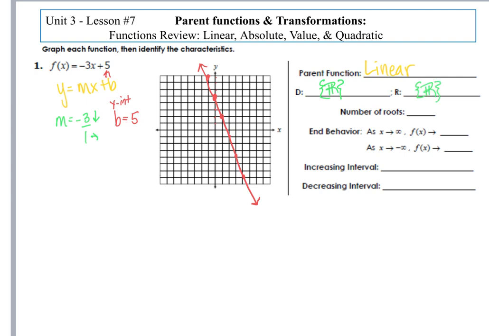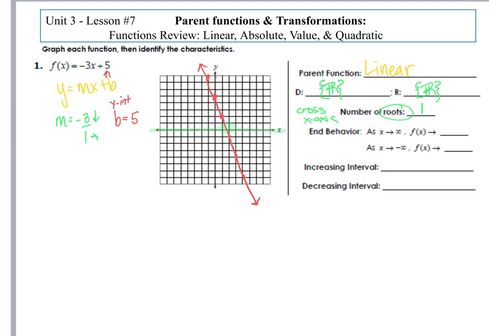Number of roots. Okay, roots right here means how many times do we cross the x-axis? Okay, so we're looking, my x-axis is here. How many times do we cross? We cross 1 time, so this has 1 root. Okay, so all linear functions only ever have 1 root because it's only one line. It doesn't change and turn other directions, so it can't cross more than once.